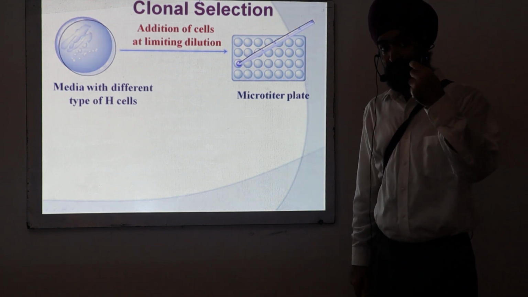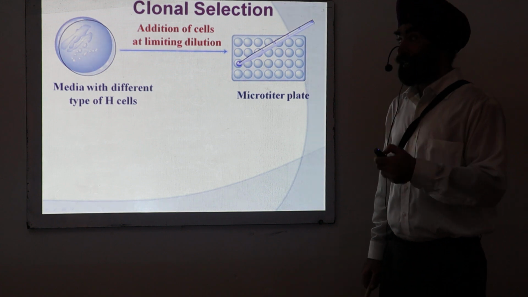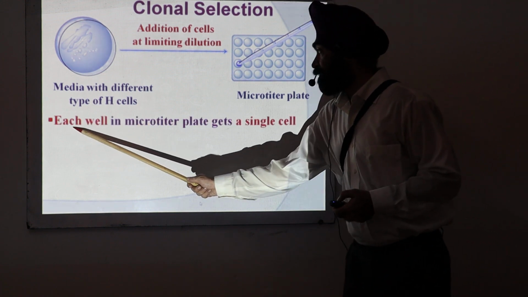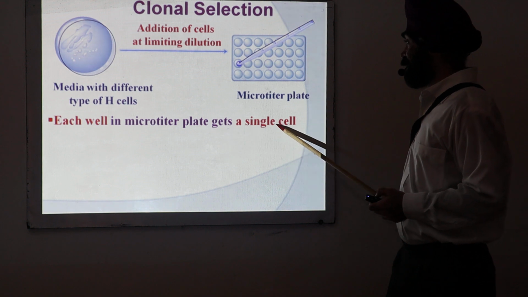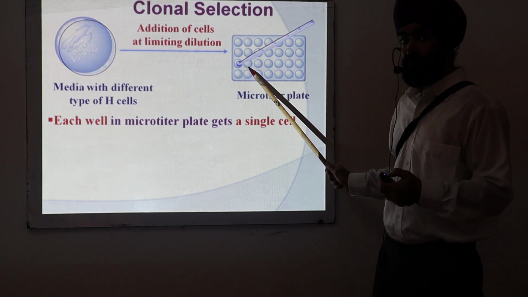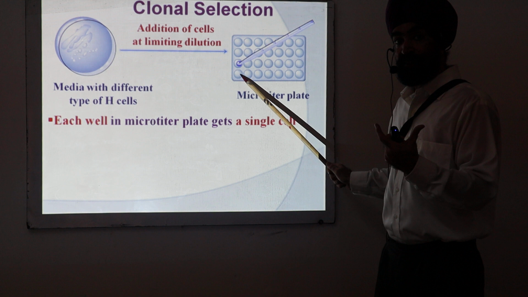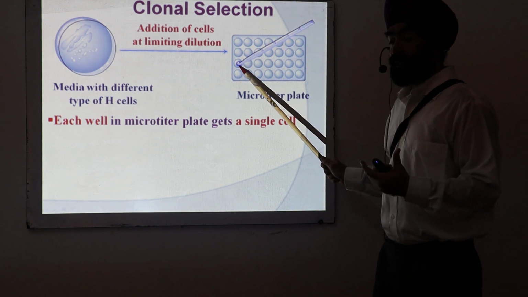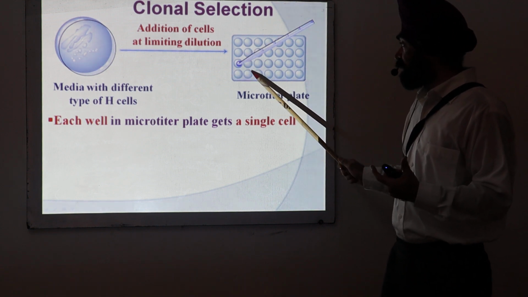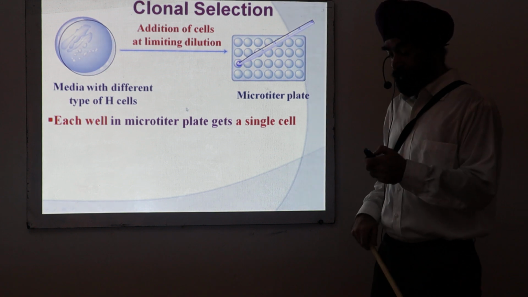So that when you add a single drop, only a single cell is added. So each well in a microtiter plate gets a single cell. That means when you are adding a single drop, in this one just a single cell is there. In this one another cell. So this is how a single cell is added in each microtiter plate.